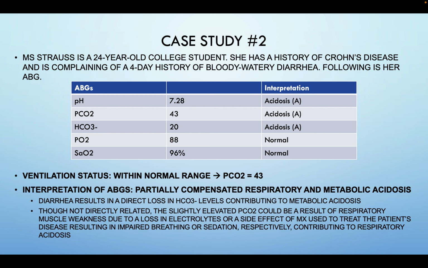To tie everything together, the factor contributing to her metabolic acidosis is the 4-day diarrhea she is experiencing, which directly results in a reduction of bicarbonate levels. Additionally, the slightly elevated PCO2 could be a result of respiratory muscle weakness due to a loss in electrolytes, or a side effect of any medications the patient is using to treat her disease, resulting in impaired breathing or sedation, respectively, contributing to respiratory acidosis.